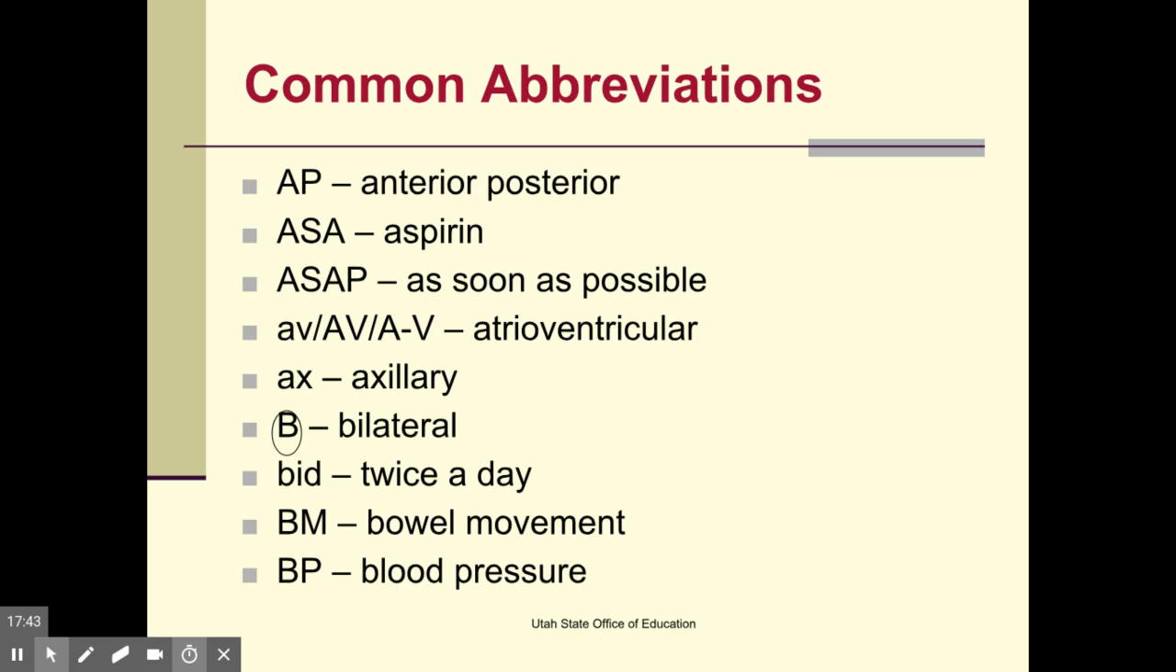B for bilateral. BIL sometimes is used for bilateral. Once again, bilateral is something I suggest spelling out because there can be multiple abbreviations for bilateral, and things that there are multiple abbreviations for, I definitely suggest just writing it out. You're better off. You're less likely to make errors.